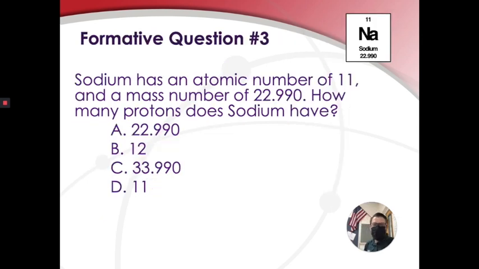All right, so last formative question. Sodium, whose entry in the periodic table is noted above, has an atomic number of 11 and a mass number of 22.990. How many protons does sodium have? Is it A, 22.990, B, 12, C, 33.990, or D, 11? Sodium is number 11 on the periodic table, so it has 11 protons.